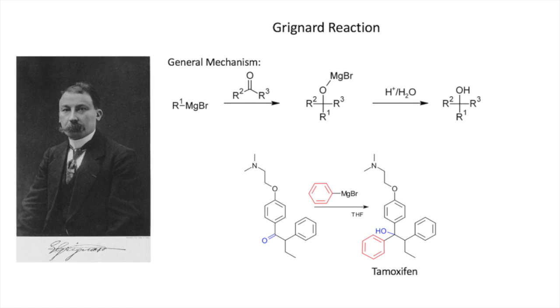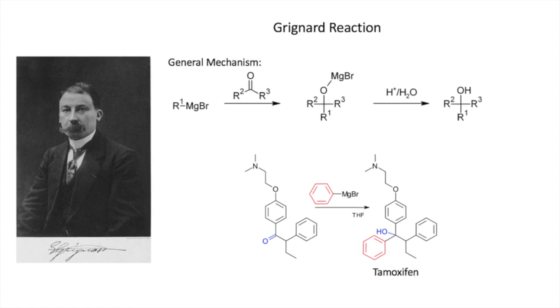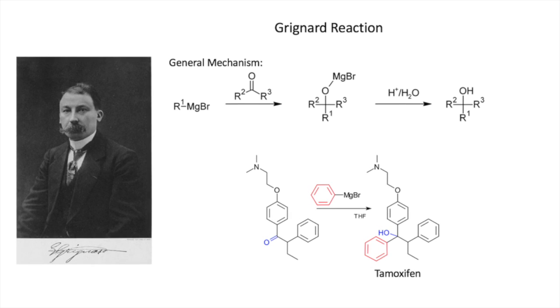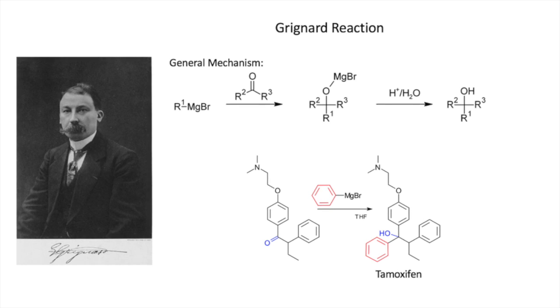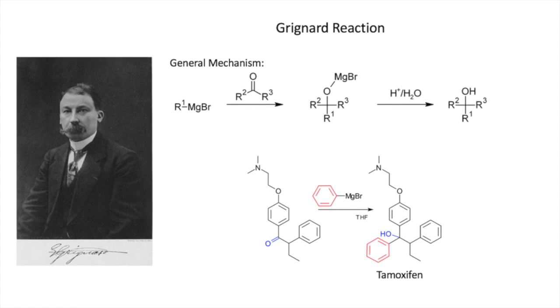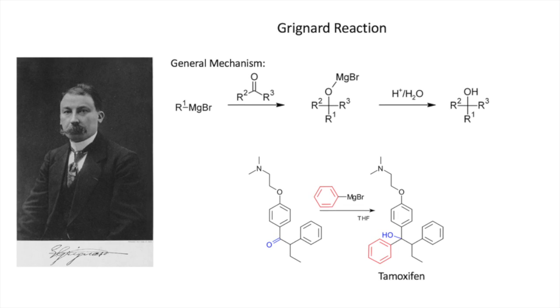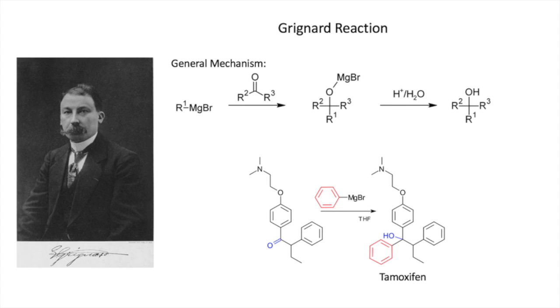Grignard reactions are very useful as they provide ways to synthesize carbon-to-carbon bonds, alcohols, carboxylic acids, and more. The formation of a carbon-carbon bond is critical in scientific and industrial contexts. As pictured, tamoxifen can be created using a Grignard reaction, which is used for the treatment of breast cancer.